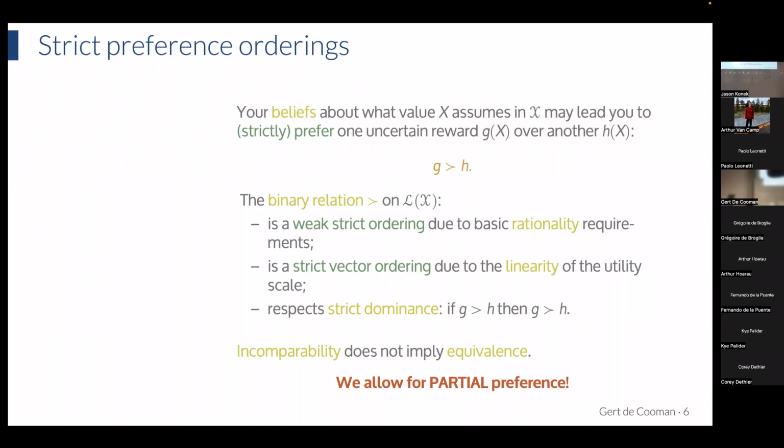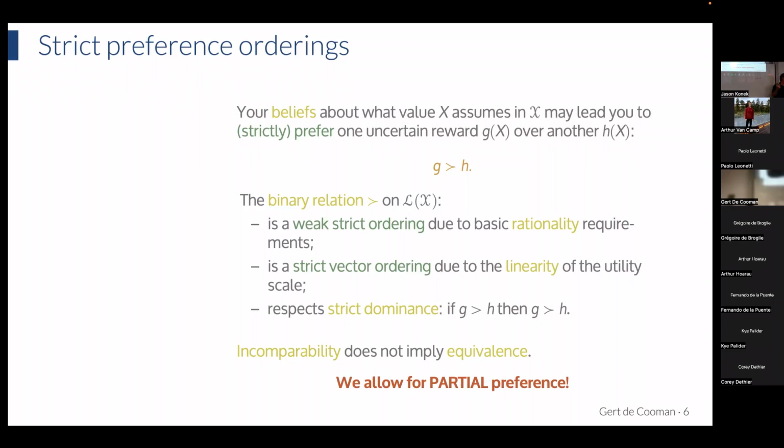And the idea is that if this happens, it can be for two reasons. It could be because, to me, G and H are equivalent to each other. And then if they are equivalent, G will not be better than H, and H will not be better than G. That could be one reason why there is incomparability.